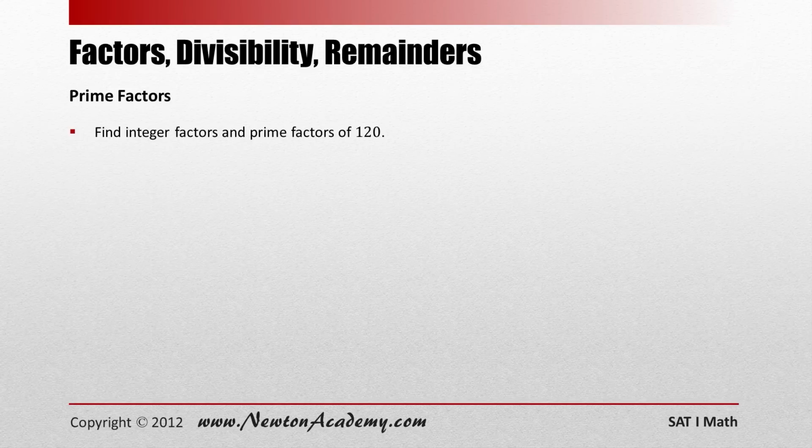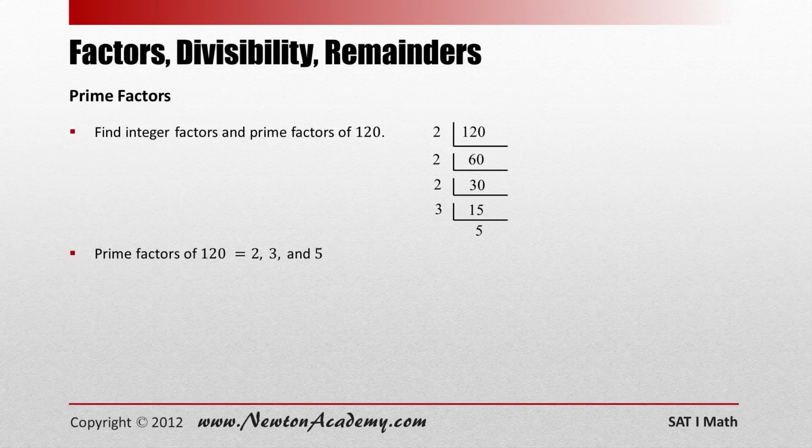We must use only prime numbers to divide 120, as you know. Divide by 2, you get 60. Again, divide by 2, you get 30. Again, divide by 2, you get 15. Divide by 3, you get 5. That's it. You cannot further divide. So the prime factors of 120 are nothing but the numbers you just divided and the last number you see here. So the prime factors are 2 and 3 and 5.